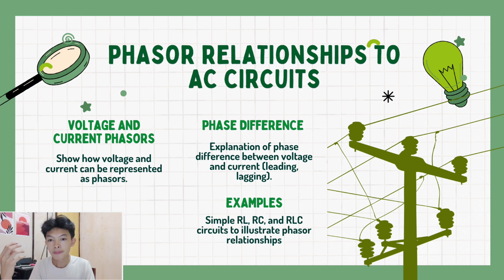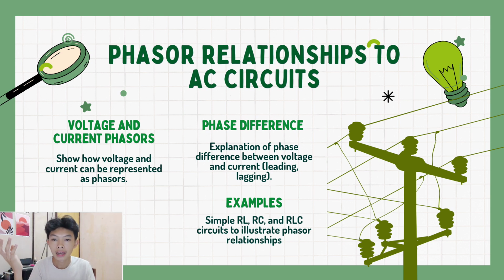The second example is the phase difference. Sometimes the voltage and current waves don't peak at the same time. The voltage might lead or lag behind the current. So phasors help us see this phase difference, showing us which wave is ahead or behind. This is the most important part of understanding how circuits with resistors, inductors, and capacitors work.